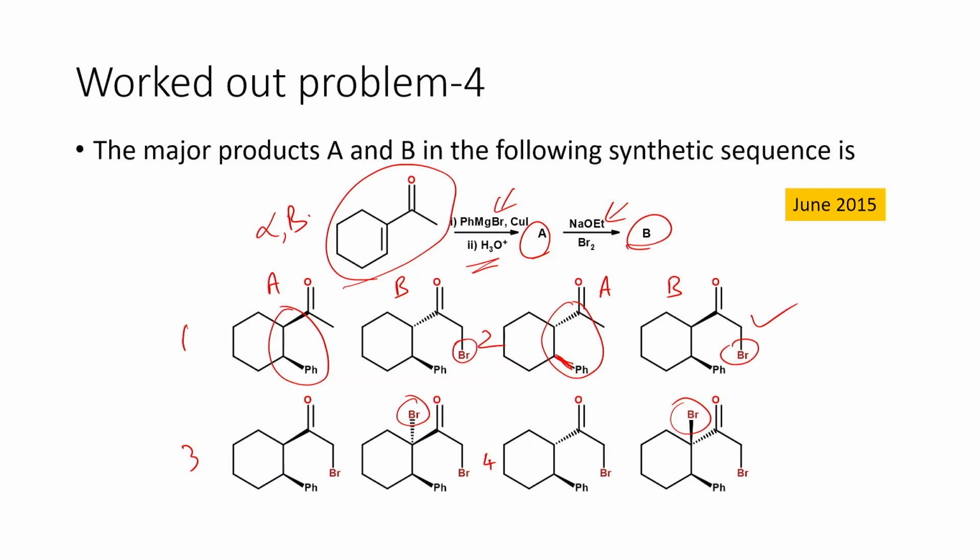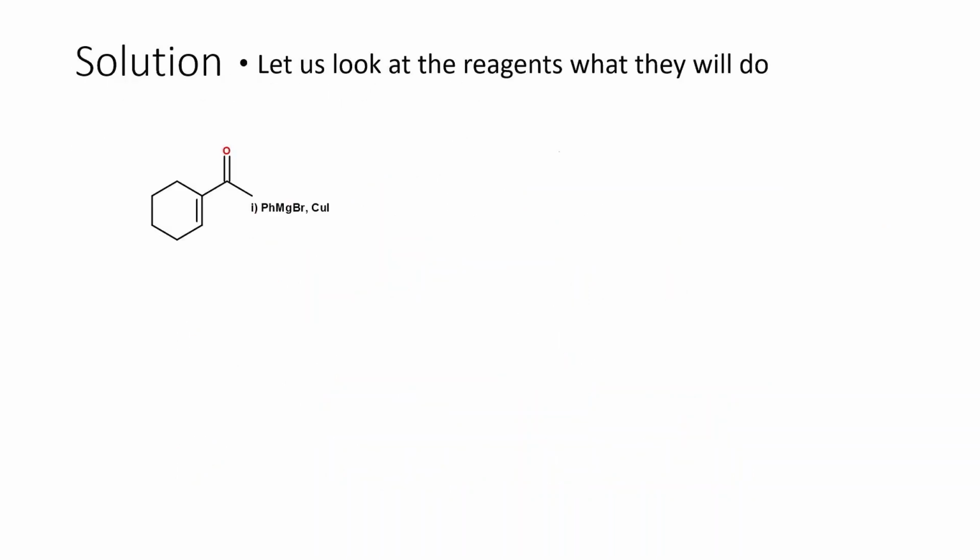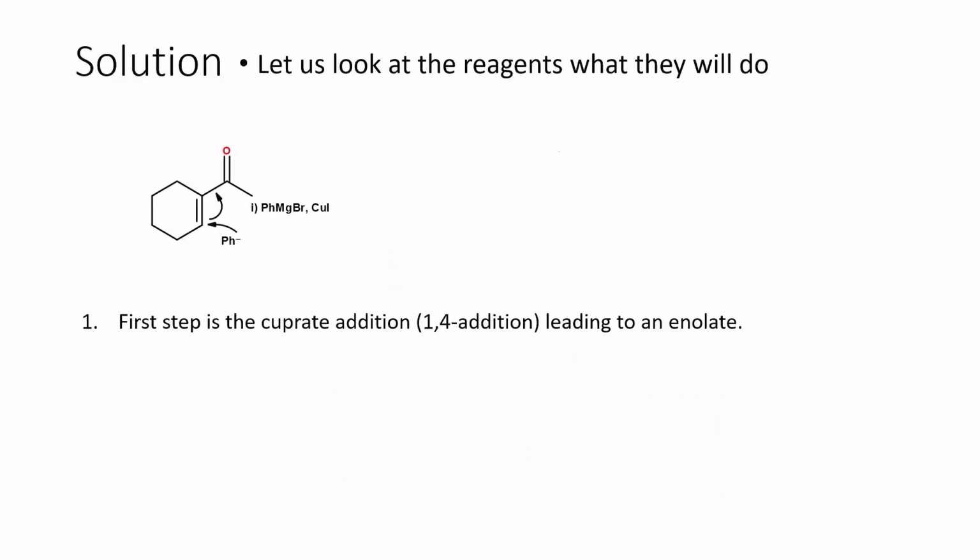So maybe 1 and 2 are most probably the product and not 3 and 4, because 3 and 4 have a dibromo derivative. So they may not even form in this particular case. So we can rule out 3 and 4. And now we have to figure out whether it is 1 or 2, which is actually going to be the right product. So let us look at what are the reactions that will happen.